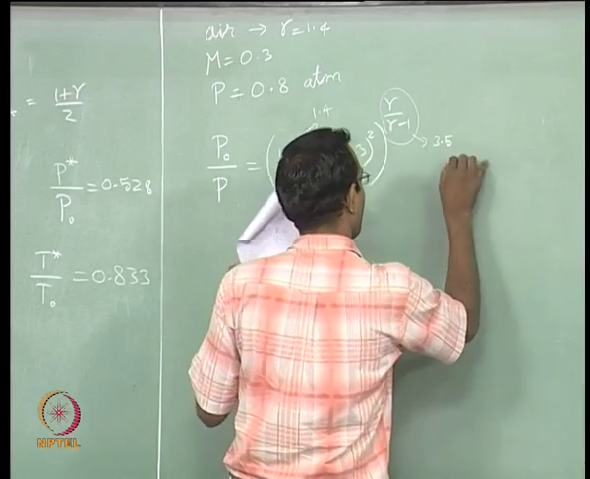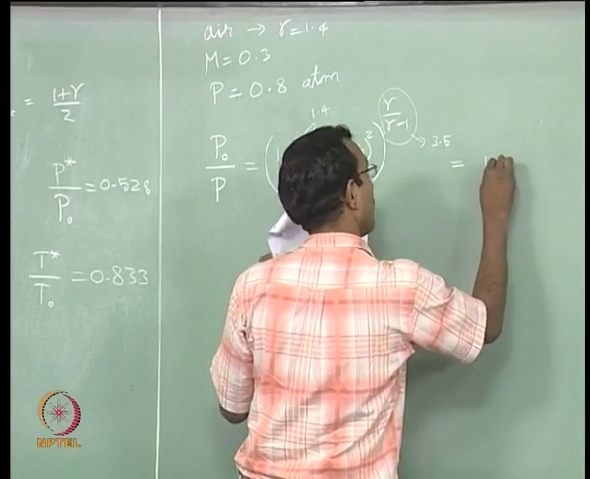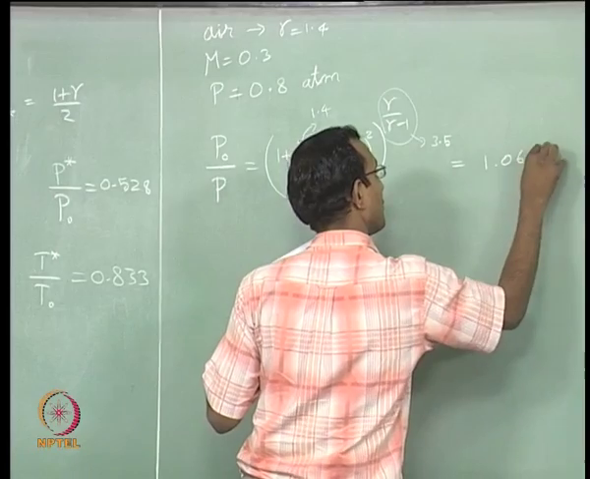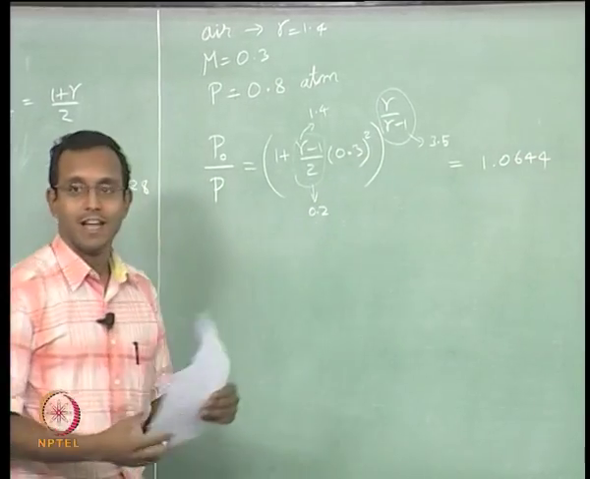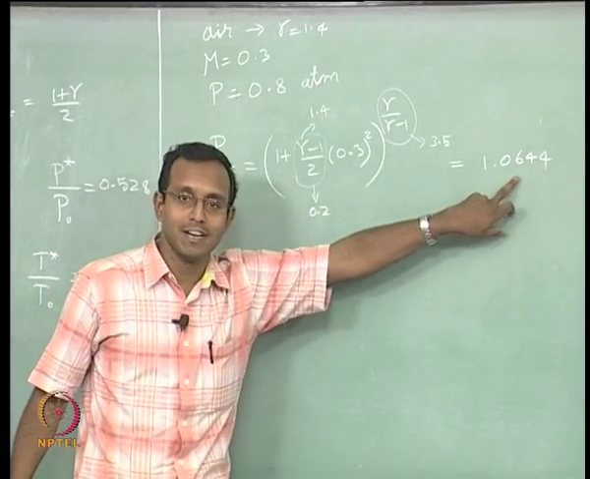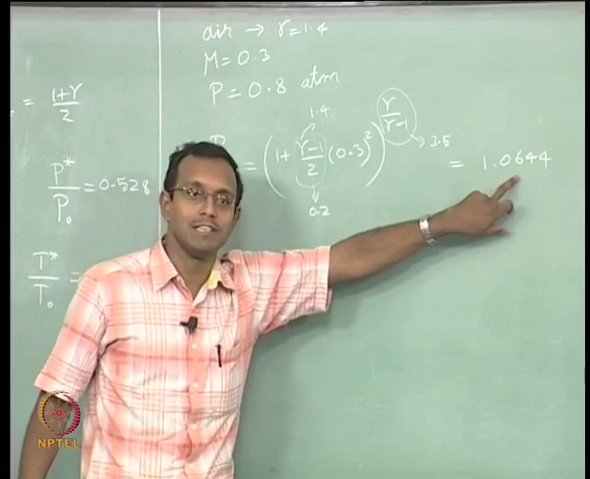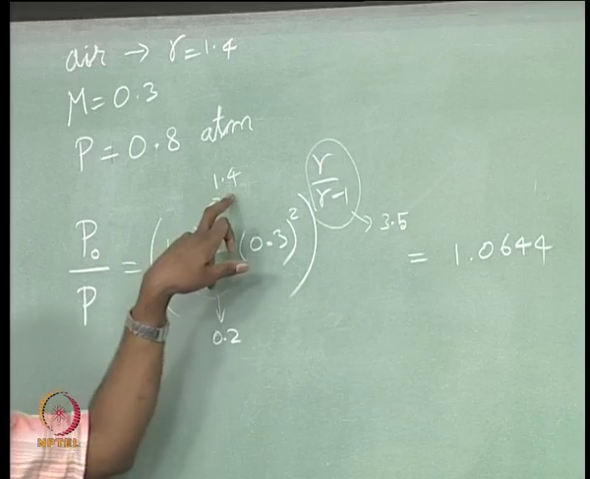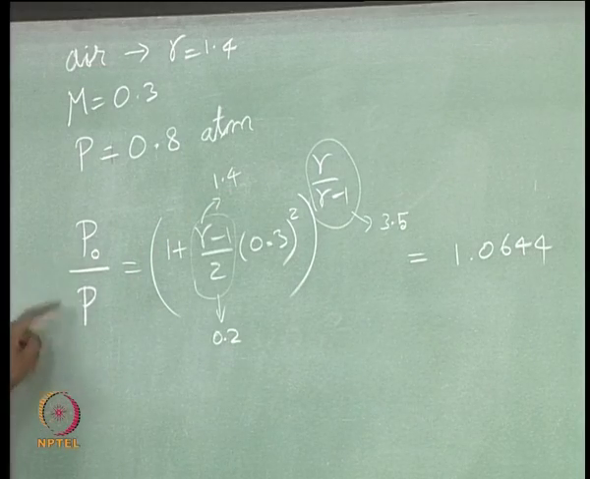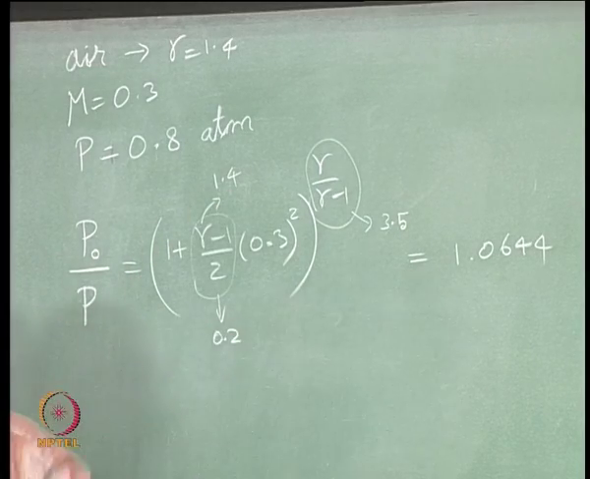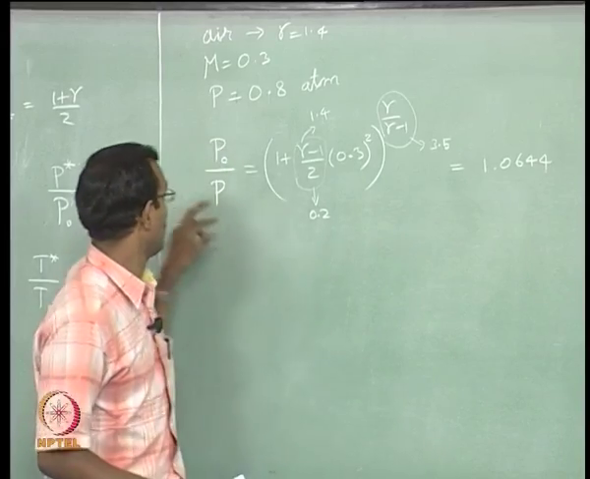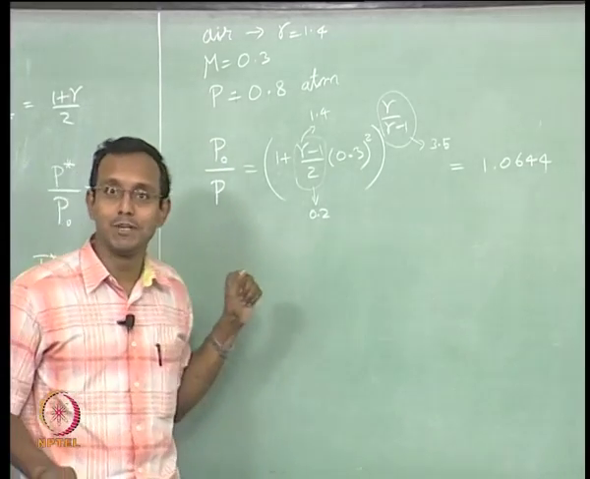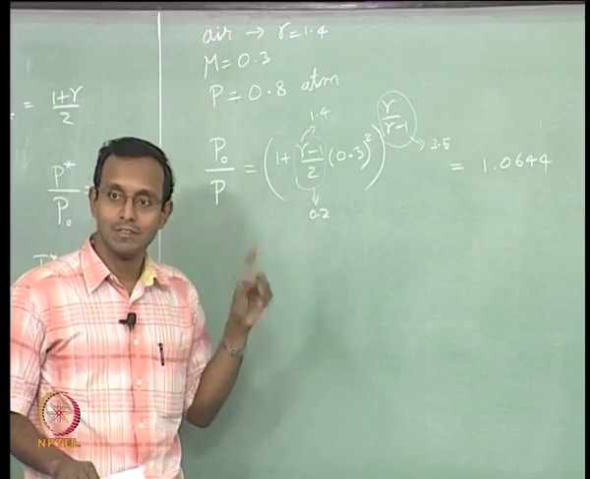That happens to be 1.0644. Okay, I just calculated this. Ideally, you can get this number directly from tables. If you go look for Mach number 0.3, gamma equal to 1.4, look at the column P0 by P, you will get this. There are some books which give you reciprocal of this, P by P0, as the table columns. Be careful about it.